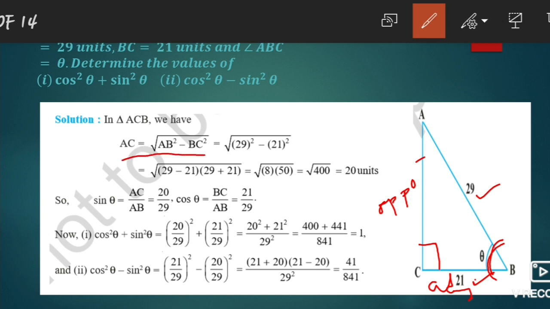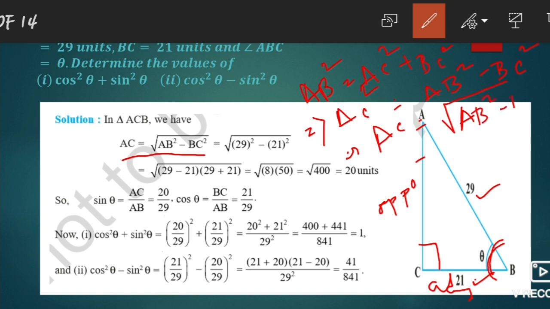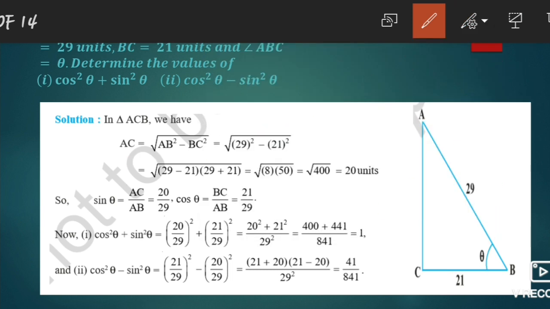Why this one? Let me explain. You know that hypotenuse square AB square is equal to AC square plus BC square. You have to find the value of AC. That means AC square is equal to AB square minus BC square. So that's why AC is equal to root under AB square minus BC square. That's why I am getting this equation. In place of AB and BC, put the value. So you will get the value of AC as 20 unit. So this AC value is 20 unit.